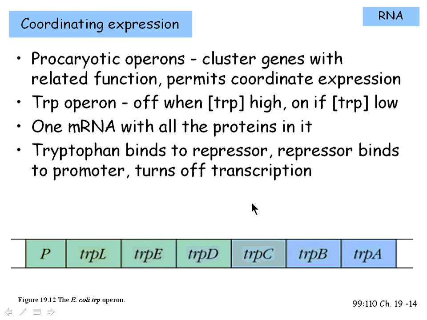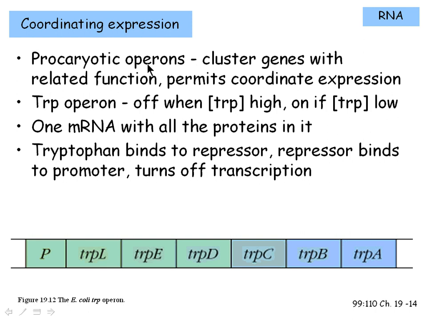In some cases, you'll need several things at once, and so it might be useful to be able to coordinate transcription. This is especially obvious in prokaryotes, who have a nifty way of doing these things. In prokaryotes, we find a number of key genes in what are called operons, and an operon is a cluster of genes, several in a row, which are all related somehow.